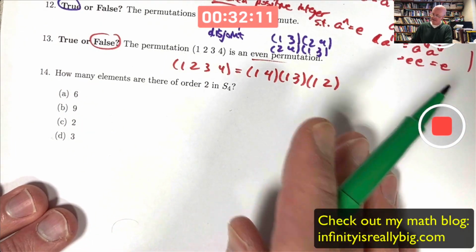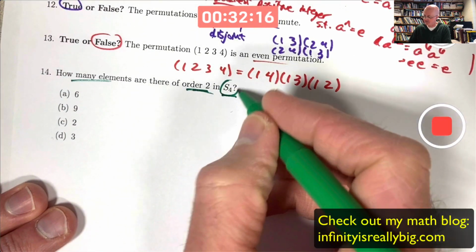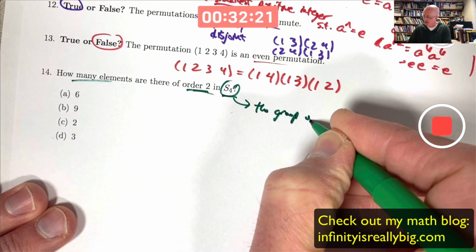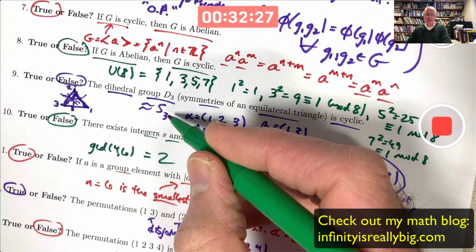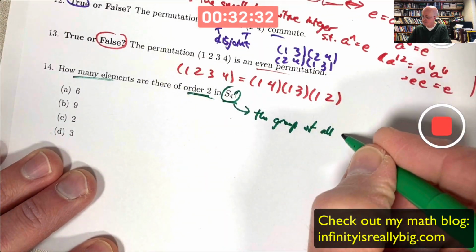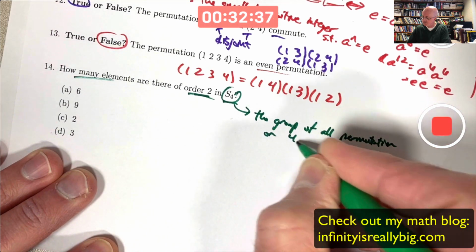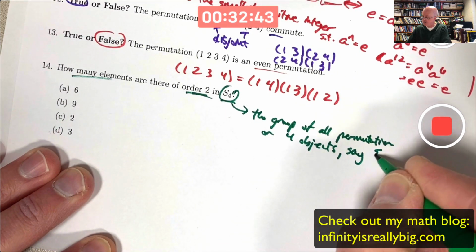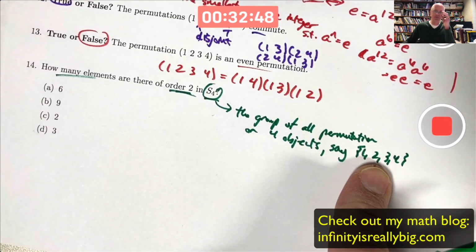14, multiple choice. How many elements are there of order 2 in S4? What is S4? It's the group of all permutations on 4 objects. S3 was the group of all permutations on 3 objects, the 3 vertices for the equilateral triangle. S4 is the group of all permutations on 4 objects, which you can take to be, say, the numbers 1, 2, 3, 4. This is not a group here. This is just a set of 4 objects.